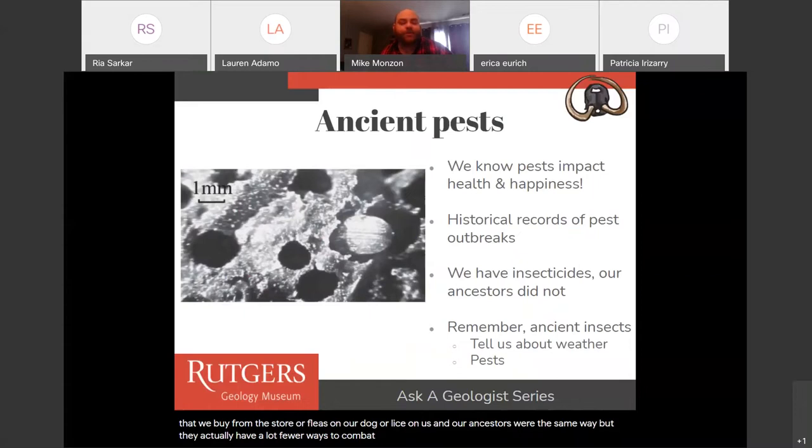On the left, we see a microscopic picture of a piece of flatbread from ancient Egypt. Yes, it's that old. And it was found with a mummy. If you look really closely, you can see a biscuit beetle inside of the flatbread. And that's a common pest both in ancient Egypt and in the modern world. So remember, in archaeology, we can use insect evidence as clues about weather and about pests.